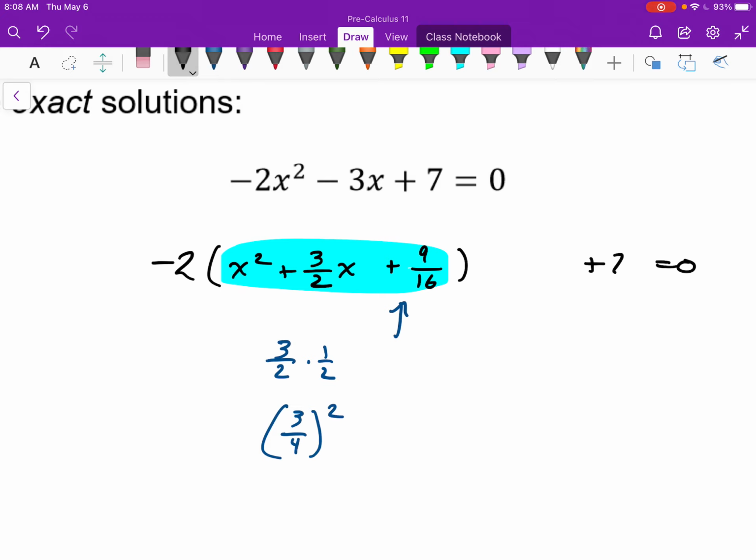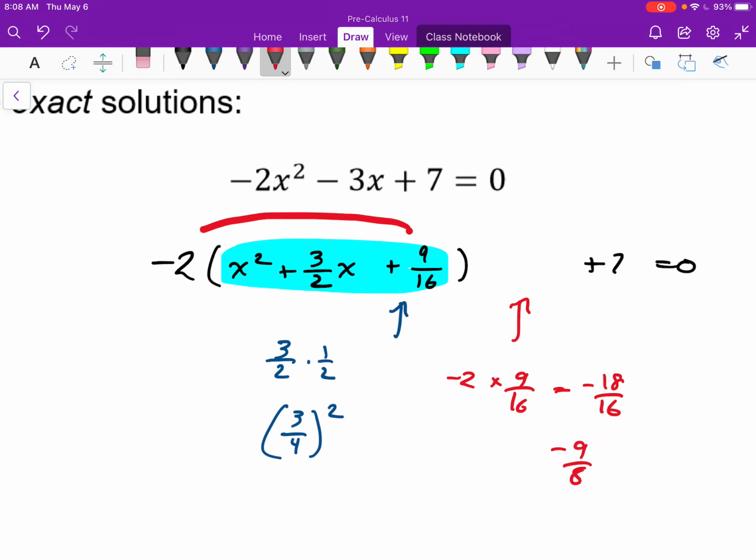OK, now however, I got to balance things out. So over here, I got to balance out the change. Now that I did put plus 9/16, but it is being multiplied by negative 2. So I have negative 2 times 9/16 is negative 18/16, or if I reduce that, negative 9/8. So keep in mind, negative 9/8 is how I changed my function. Negative 9/8 is what 9/16 times negative 2 is. I need the opposite of that. So I need to add 9/8 right here.